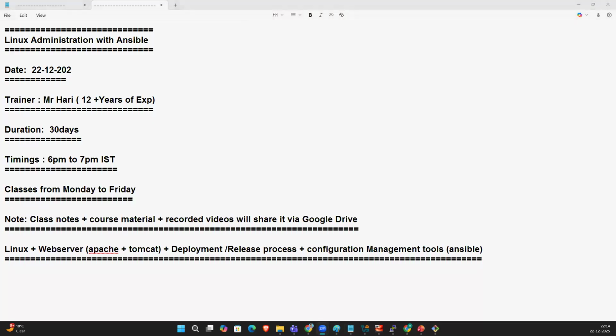Kishore, Krishna Reddy, Sir, Ratan: the timing is 6 to 7. It is not changed. The timing is the same. Sir, because we are working students... Yeah, yeah. Sorry, sorry, the timing is 10 to 11 p.m.